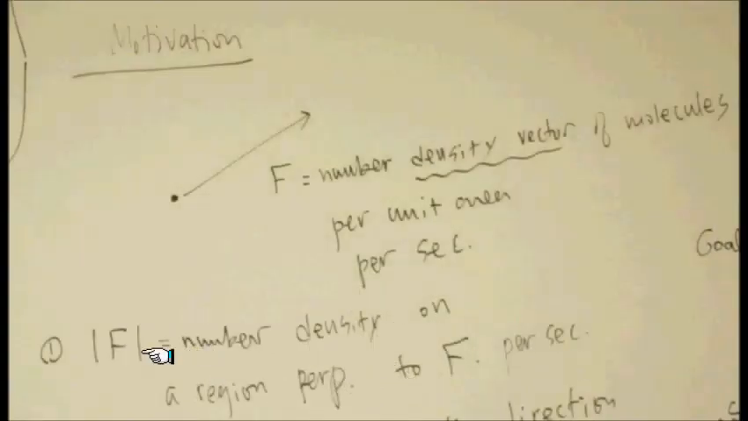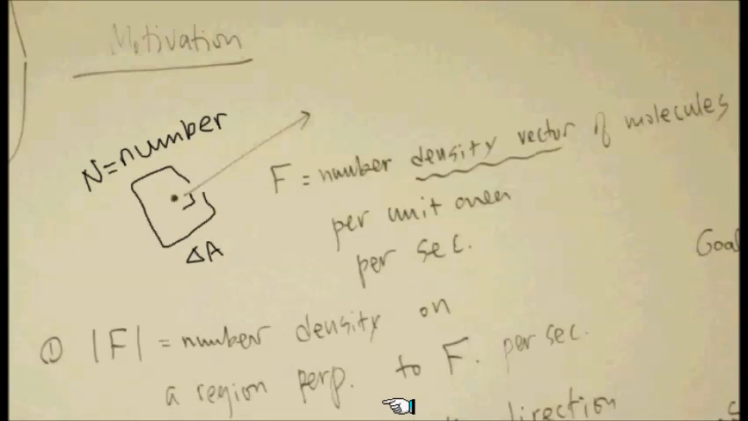The first bit is about the meaning of the magnitude of this vector. This is going to be number density as a scalar on the region that is perpendicular to F and per second. Okay, let me use a picture to explain that. What I mean by this region perpendicular to F is this vector, for example, is pointing this way, and we're going to sample a nice region out there, which could be any shape, but it's perpendicular to this vector F.